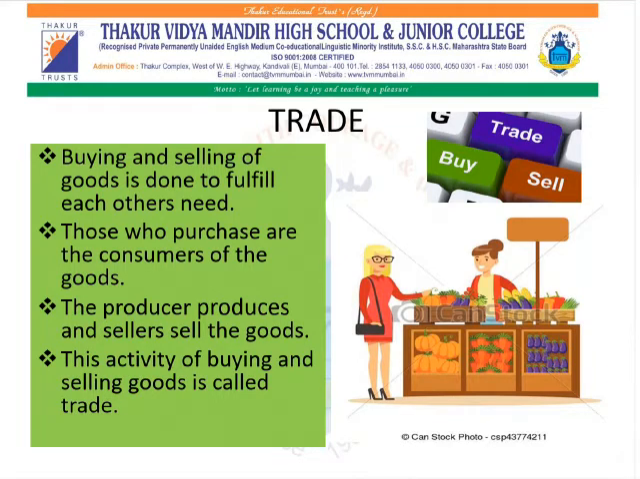Now, those who purchase are the consumers of the goods. For example, if we want any good, we go to the shop and we purchase the good. So we are the consumer of the good. The producer produces the goods in wholesale, in large quantity, and the seller sells the good. So this activity of buying and selling goods is called trade.